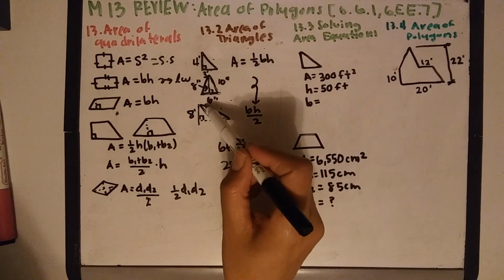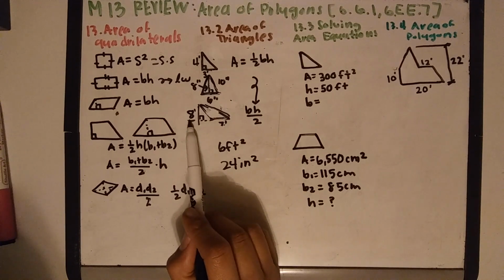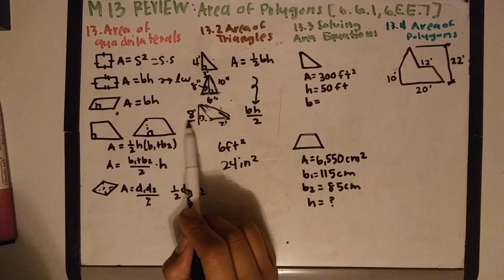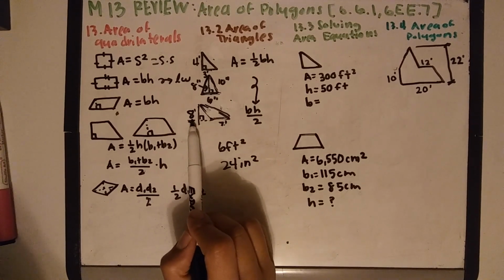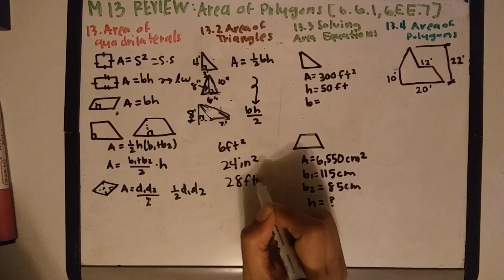But if that's a little more difficult, we can say half of either of those. So I can do half of the height, which is 4, and 4 times 7 is 28. So that will be 28 square feet.